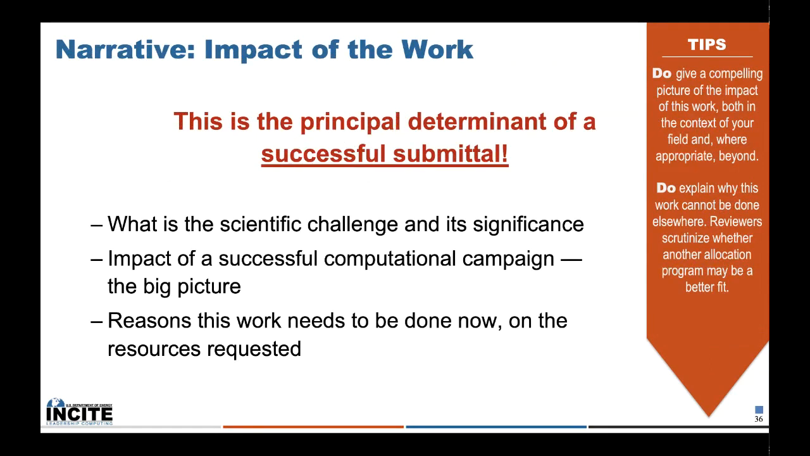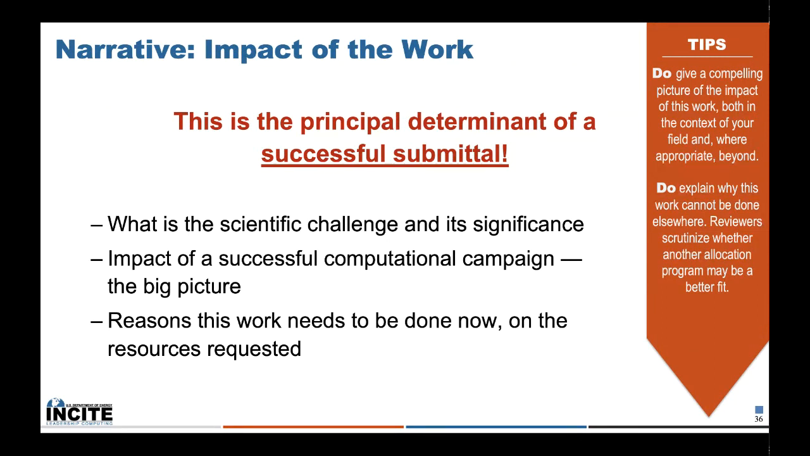The principal determinant of a successful INCITE proposal is the impact of the work proposed. This really cannot be stressed enough, so it's very, very important. It is critically important also to provide a compelling picture of the impact of your science that is accessible to researchers in your field, as well as those that are outside of your area of expertise. And make sure that you explain the scientific challenges that you are working to overcome.